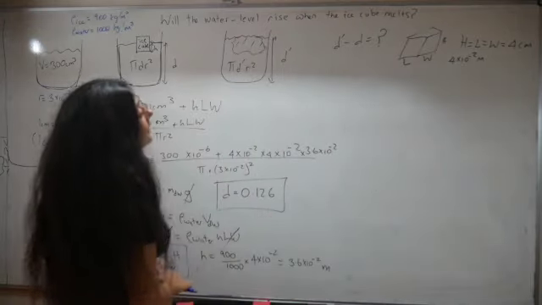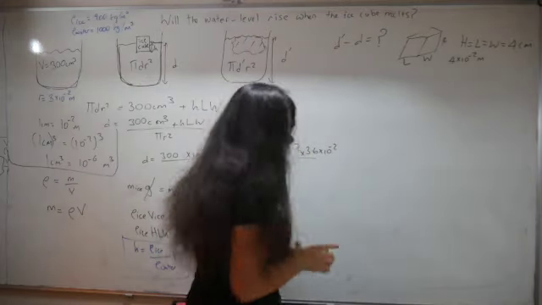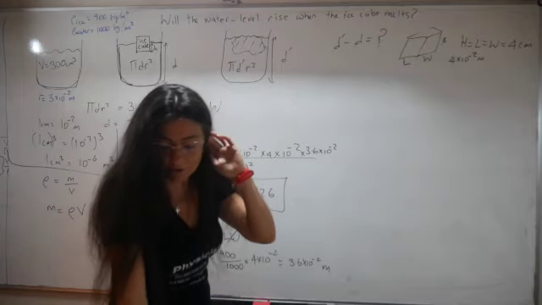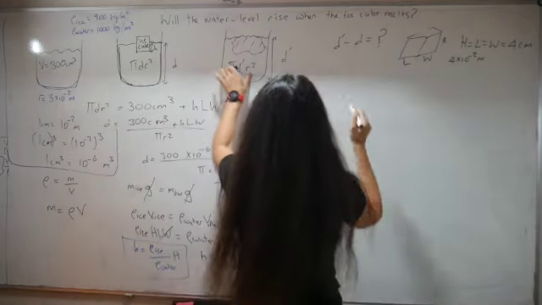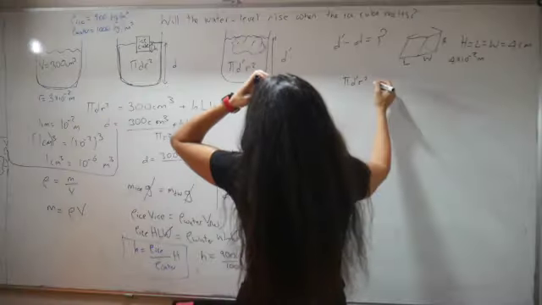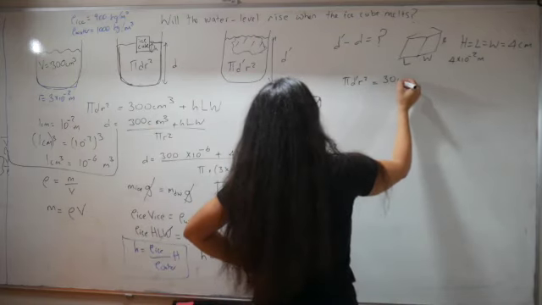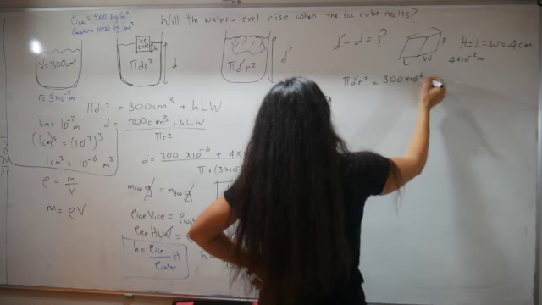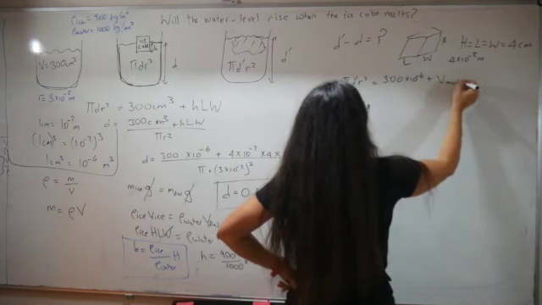Okay, so D dash. How do we find D dash? Well, it's actually very similar. We just write what that volume is going to be. So pi D dash R squared, the volume of the water plus the volume of melted ice.